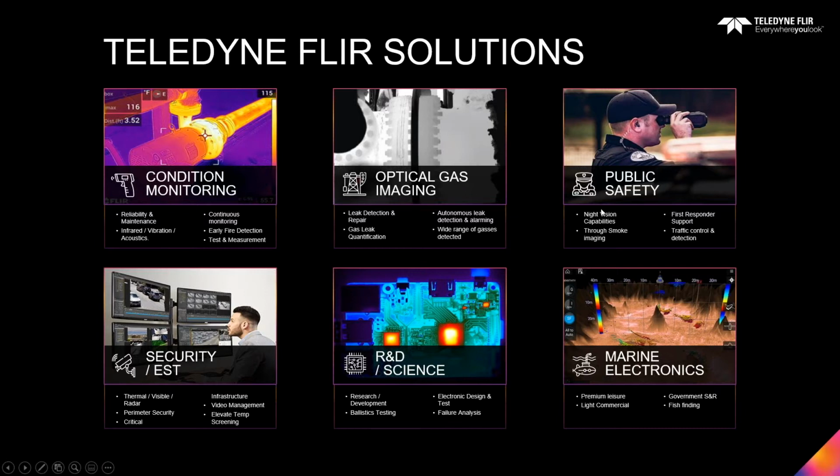Here are some of the segments that I manage as well. There's optical gas imaging. We have cameras that detect leaks for methane, propane, carbon dioxide, monoxide, in any type of industry. Public safety, these are law enforcement cameras, binoculars, or firefighter cameras. Then we have security, perimeter security, and continuous condition monitoring as well. These are fixed type cameras for various applications, R&D and science, and then marine electronics. This is actually not part of my segment, but it is another division that handles these technologies. For today's presentation, we'll just be focusing on the condition monitoring application.